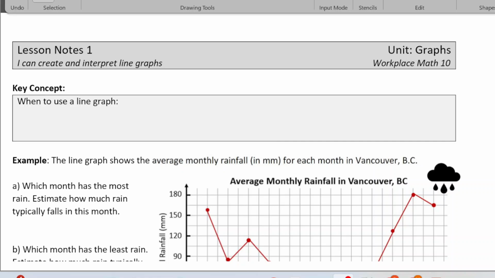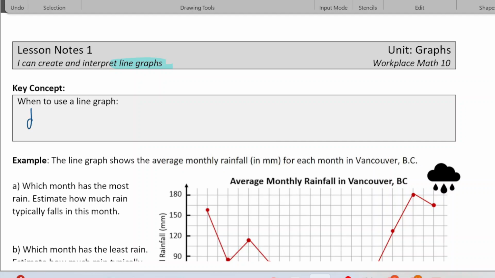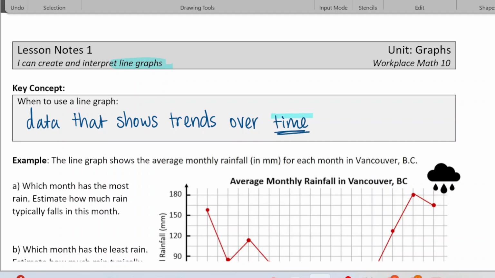Okay, so this is lesson 1 in the graphs unit for Workplace Math 10. We're going to talk about line graphs today. So line graphs are typically used to visualize data that shows trends over time. So that's the key thing, trends over time. And then it helps us see patterns of when that data is going up or down.